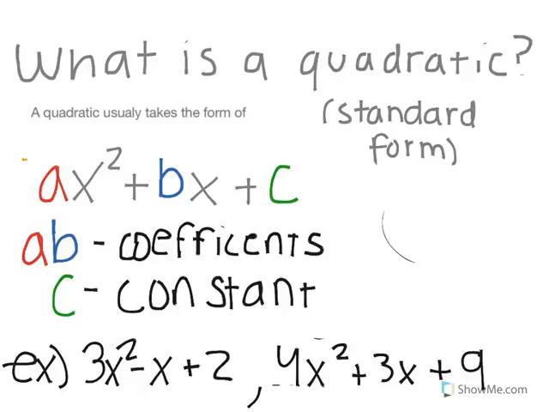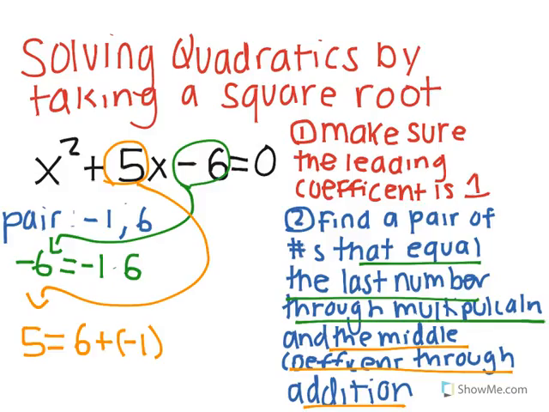Well, by definition, a quadratic is a polynomial with its highest power being 2. Which in this case it is, but the ones we're going to work with usually take the form of ax squared plus bx plus c. a and b are just coefficients, and c is a constant. So examples at the bottom are 3x squared minus x plus 2, and 4x squared plus 3x plus 9. Okay, solving quadratics by taking a square root.